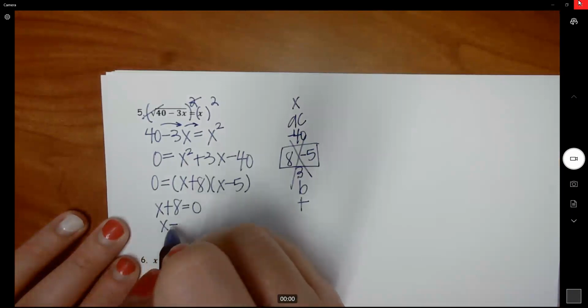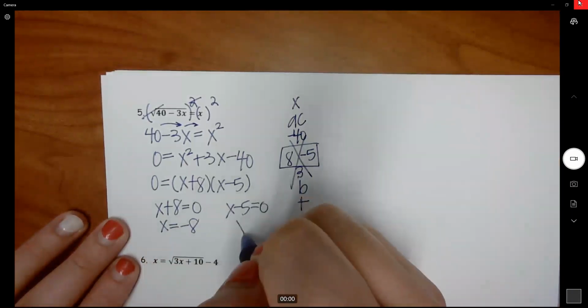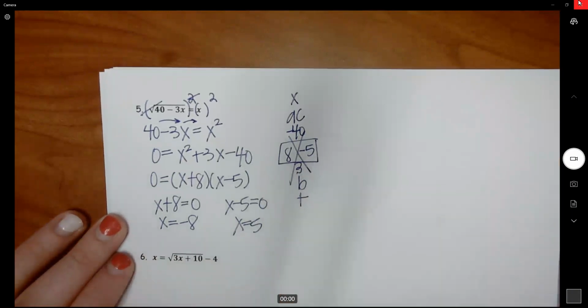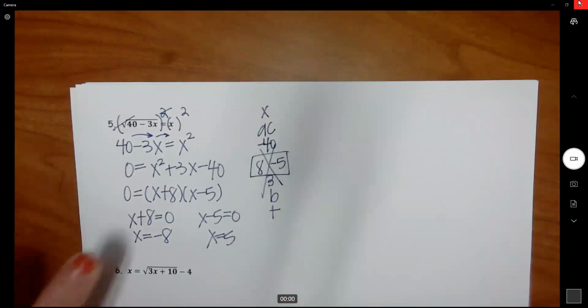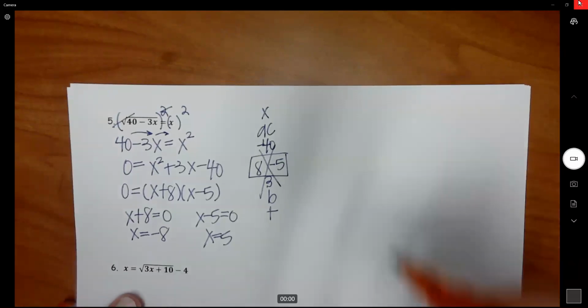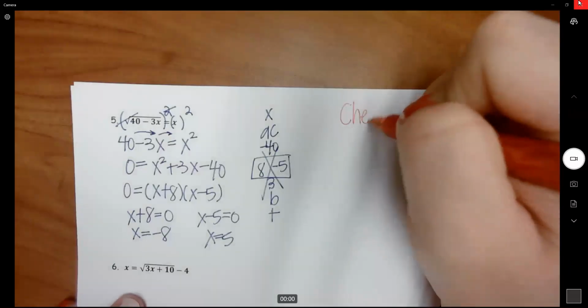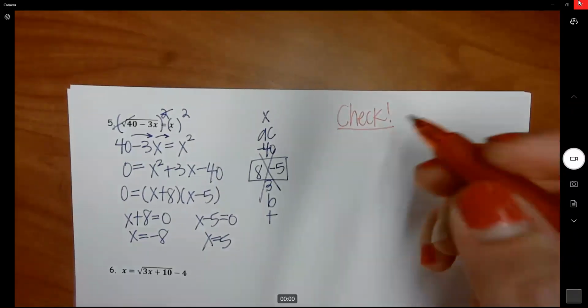And we get x equals -8 and x equals 5. I am not squaring or boxing these yet, because before I can say that these are my answers, I have to check them. And so here, we're gonna have to check twice.